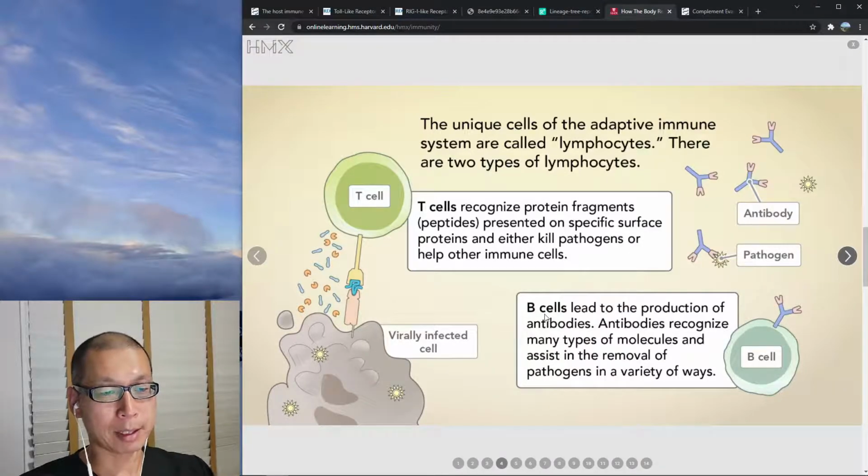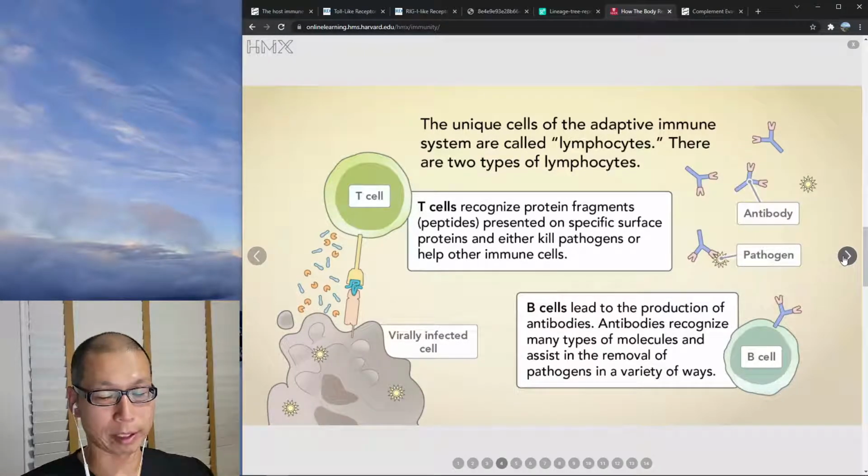Then B cells lead to production of antibodies, and antibodies are these Y-shaped proteins that specifically recognize the protein or the peptide. So the antibody is a lot like this T cell receptor in that it binds the specific thing, except it's a free-floating thing. So it's not bound to the cell; it's a free-floating protein. And then when the antibody binds it, it can activate a bunch of the immune system.